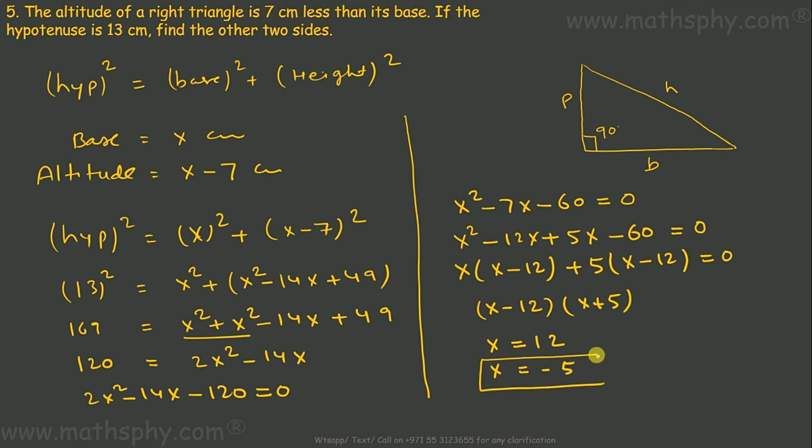Length cannot be negative here. So x is 12, which means the base is 12. So the altitude will be 12 minus 7, which is 5 centimeters.